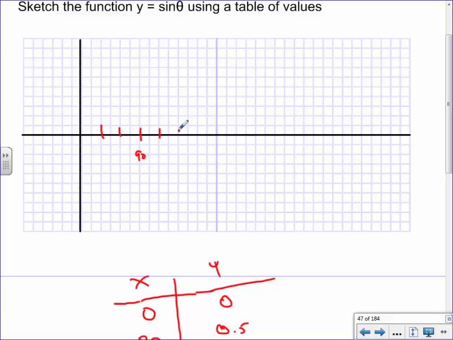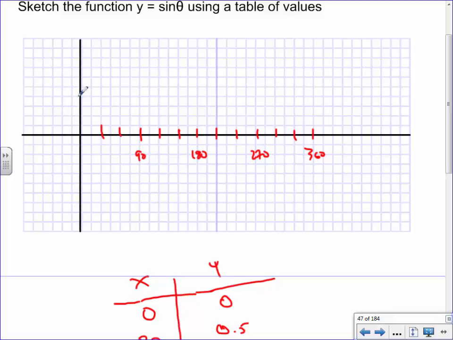120, 150, 180, 210, 240, 270, 300, 330, 360. I'm only going to write them in larger increments there, otherwise it gets way too busy. Okay. Now watch what happens when I plot this.